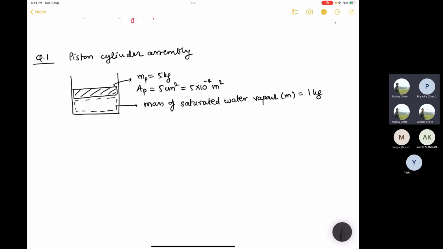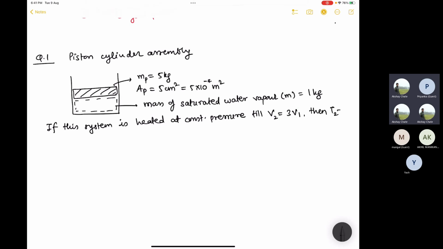So this is the given information, and now the question is, if this system is heated at constant pressure till V2 becomes 3 times V1, where V2 is the volume of the system at the end of the heating process and V1 is the volume initially, then what is the temperature of the system finally? And take PATM as 100 kPa.